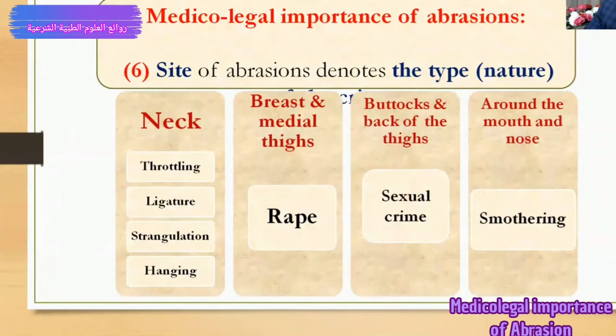Number 6, from the site of abrasion, we can denote the type or the nature of the crime. If the abrasion is present in the neck, it may be throttling, which is manual strangulation, or ligature strangulation, or hanging. If it is present at the breast and the medial aspects of the thigh, it may be related to the crime of rape. If it is present around the buttocks or back of the thigh, it is related to a sexual crime in the inner region. If the abrasion is present around the mouth and the nose, this denotes the crime of smothering.